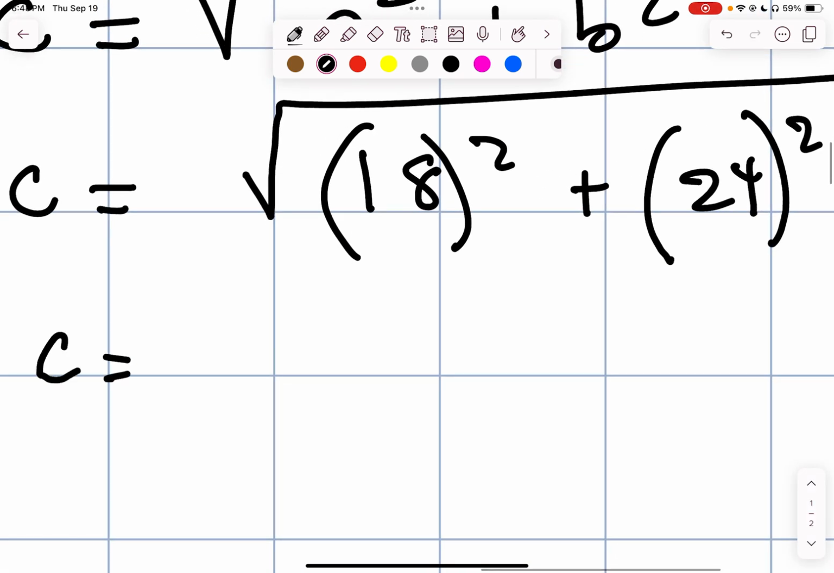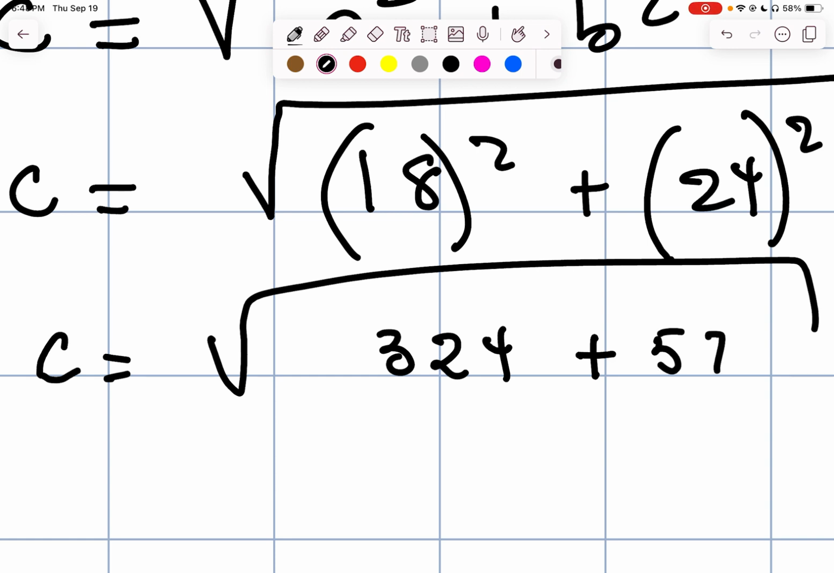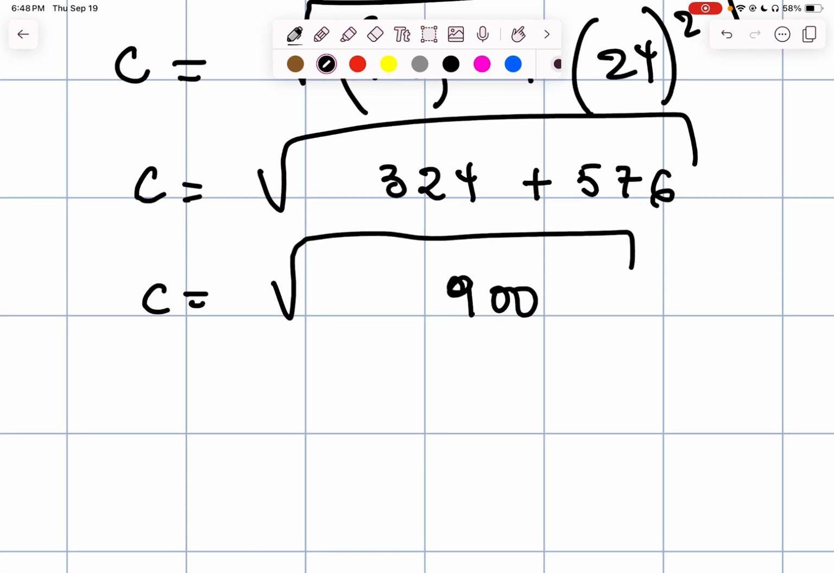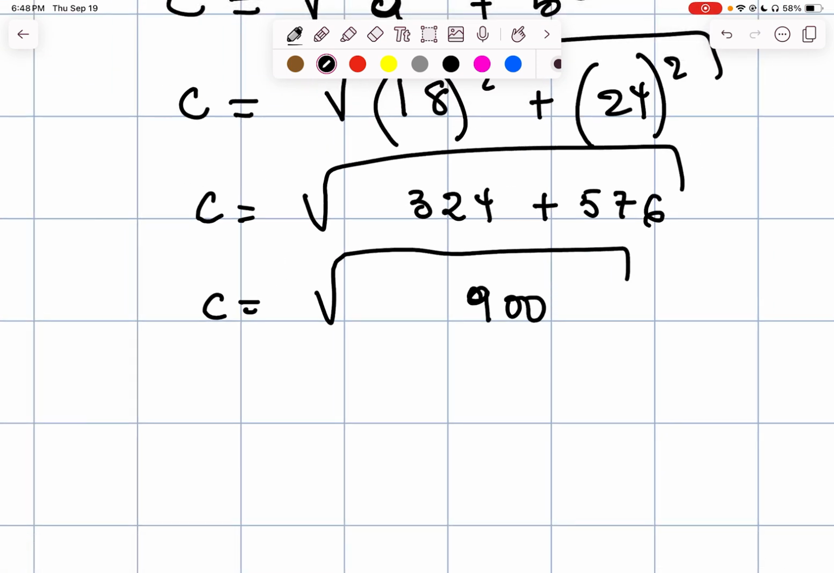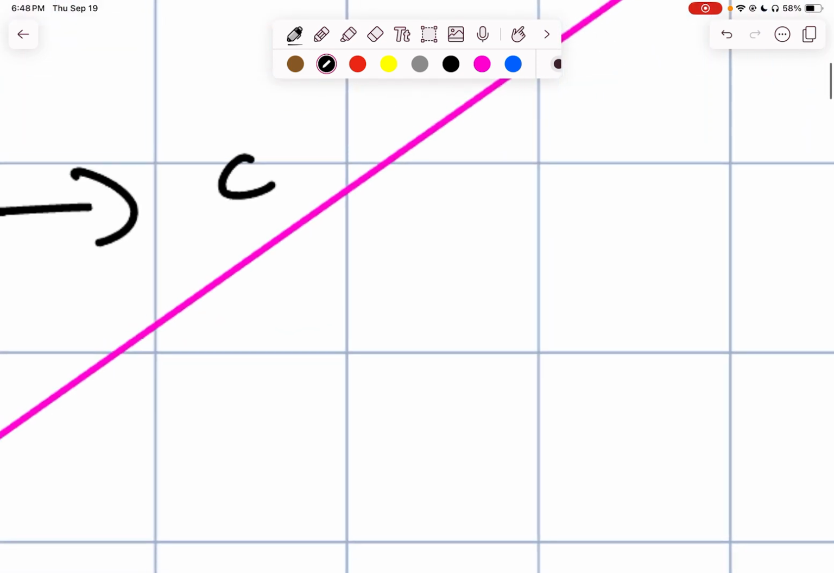18 squared is equal to 324, and 24 squared is equal to 576. Then you're going to add them together. You're still going to keep your square root; you're not going to take it out yet. 576 plus 324 is equal to 900. Then you take the square root of 900, which is equal to 30. So C is equal to 30. We're going to go there and put C is equal to 30.